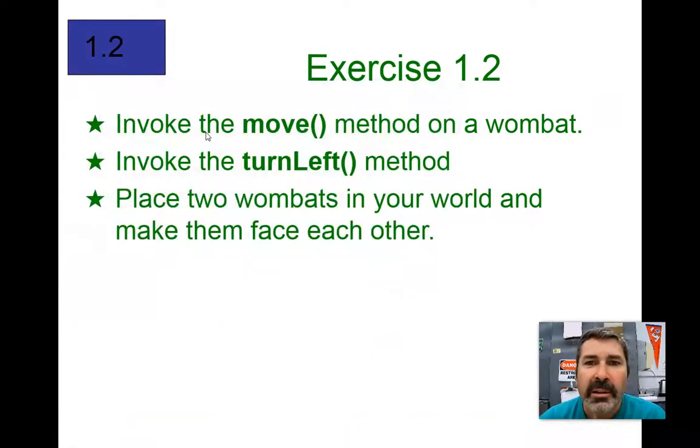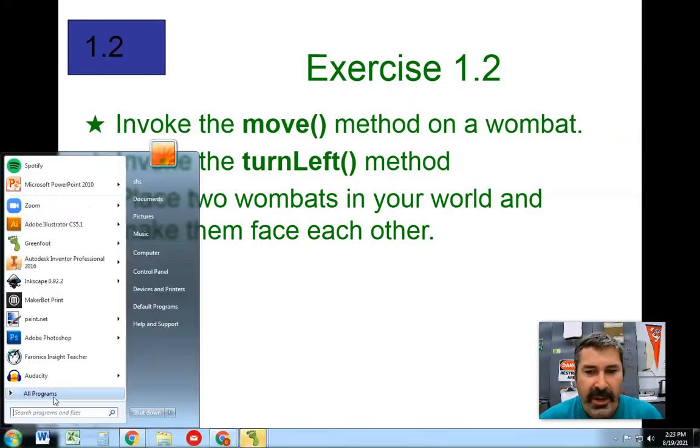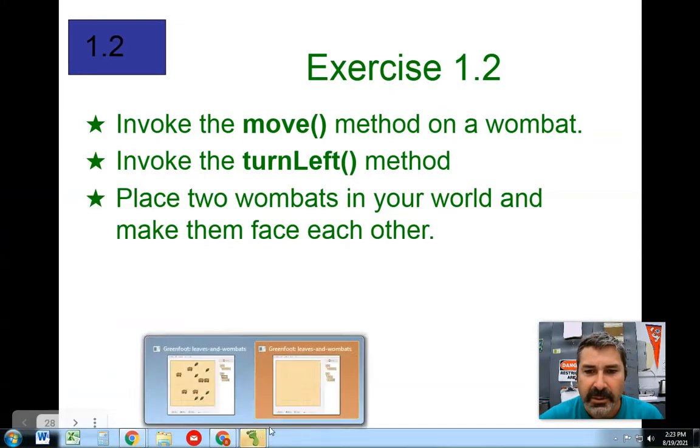Okay, so we're going to invoke the move method on a wombat. We're going to invoke the turn left method on the wombat, and we're going to place 2 wombats in your world and try to make them face each other. Once you get them to face each other, you're going to show that to me. So let's take a look at what that's going to look like.